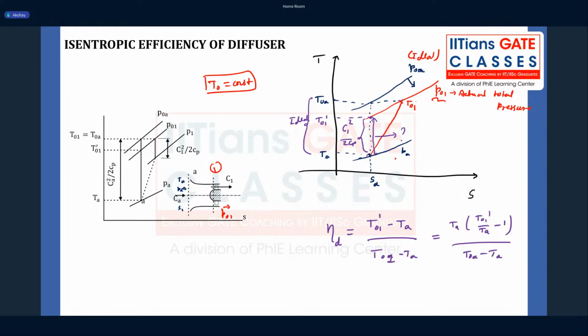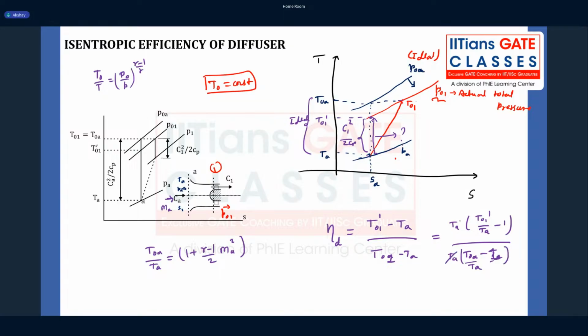Now this one I can represent in terms of pressure. This falls on the P naught 1 line and this falls on PA. Using the isentropic relation, T naught by T is equal to P naught by P to the power of gamma minus 1 by gamma. So I can use that here. And from the gas dynamics that you study, I can write T naught A by TA using the Mach number: 1 plus gamma minus 1 by 2 times MA square, MA being the Mach number at the entry of the engine. So you can replace that over here. And again, there is one more 1 that comes over here. If I take TA common on both sides, this becomes TA minus 1.